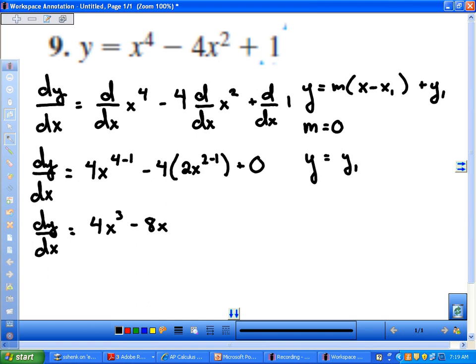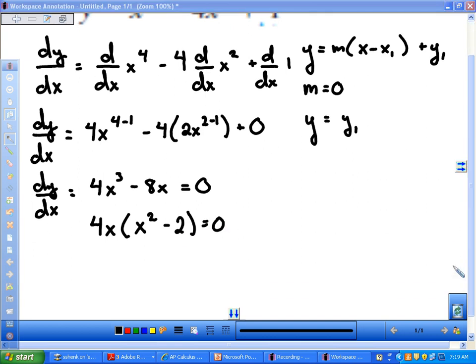What are we going to set that slope equal to now then? Yeah, we're going to set that slope equal to 0. What can we factor out of that binomial? 4x, leaving us with x squared minus 2 equal to 0. So we're going to get values of 0 at x equals 0 and at x equals positive and negative radical 2, when we solve those down.